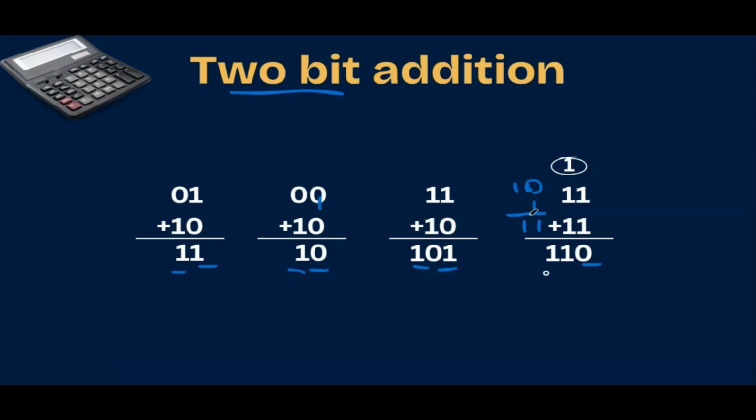Now let's consider this example, that is 11 plus 11. Starting from the LSB, we get 1 plus 1 equal to 0 with the carry equal to 1. Again, 1 plus 1, we get 10, that is 0 with the carry 1. Now again adding this 1 over here, you get 10 plus 1, that is 11, so 1 with the carry 1. So the final answer is 110.